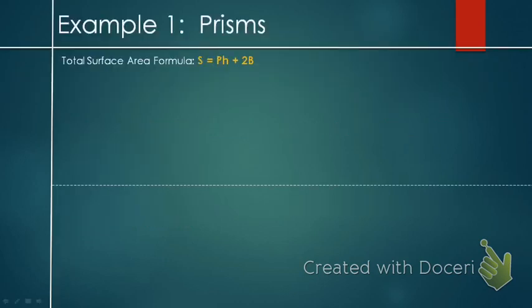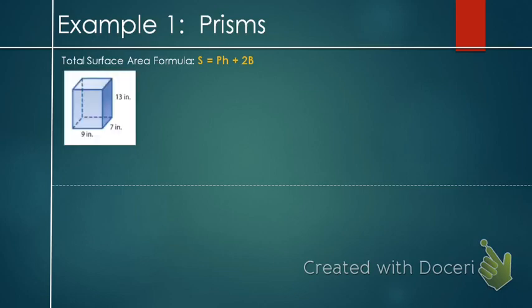Our formula for total surface area of prisms is S equals capital P times h plus 2 times your area of the base. Okay, so our base here is a rectangle. Our dimensions for our base are 9 inches for our base, 7 inches for our height.